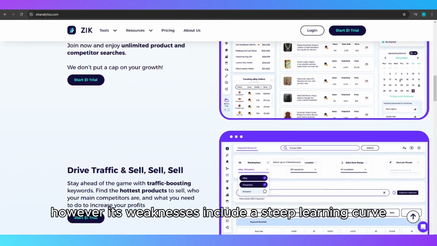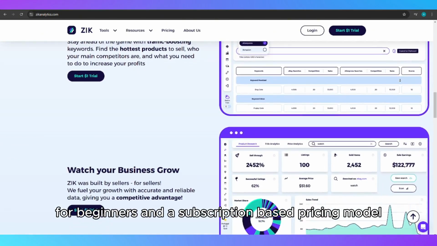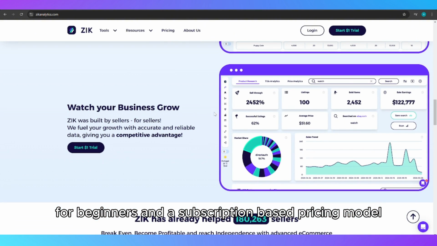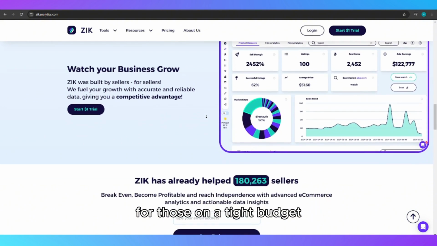However, its weaknesses include a steep learning curve for beginners and a subscription-based pricing model that may not be the best fit for those on a tight budget.